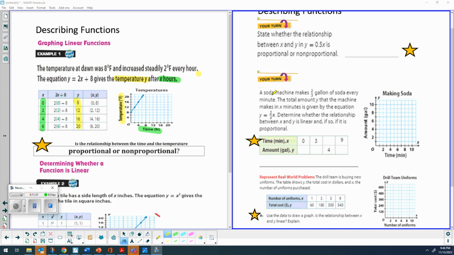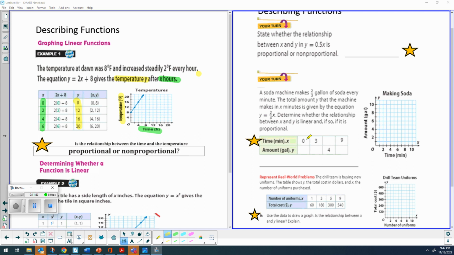On the next question, it is a word problem. A soda machine makes 2/3 gallons of soda every minute. The total amount Y that the machine makes in X minutes is given by this equation. So we have a function rule, and it says determine whether the relationship is linear. So you want to look at the linear or nonlinear reference side of the page. Look at the equation.